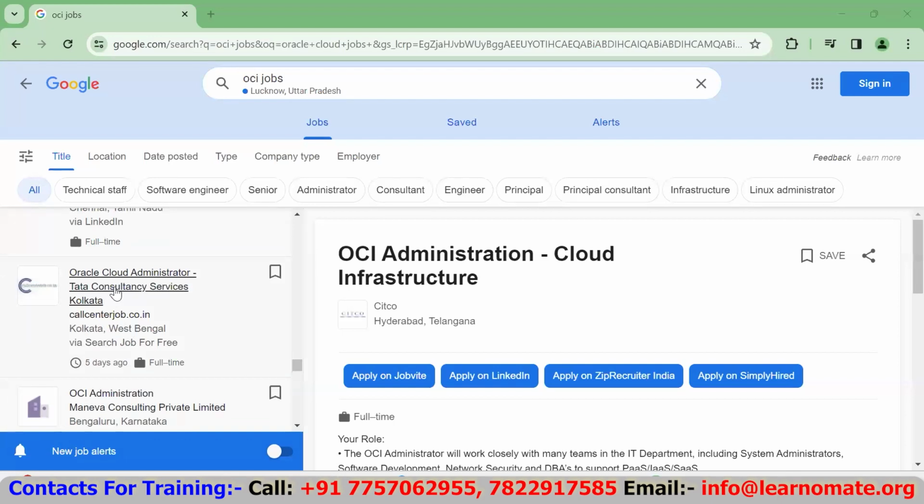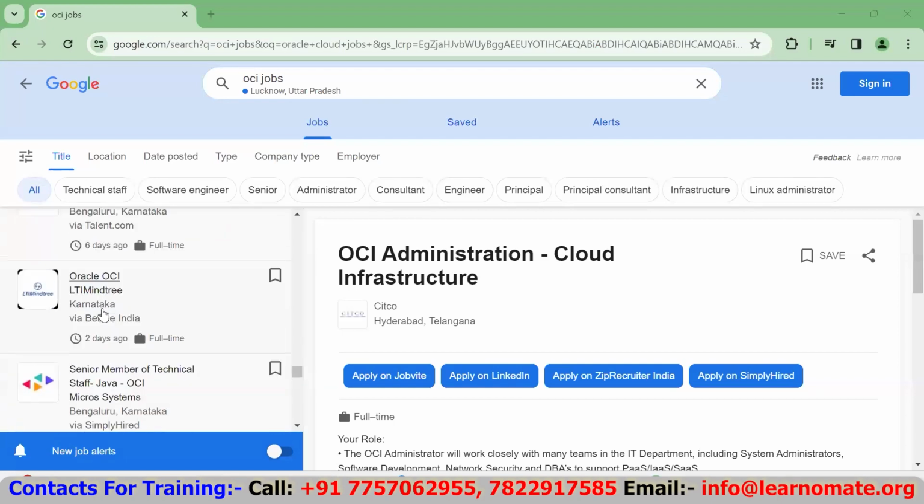TCS is also looking for an OCA admin. See, two days ago, L&T Mindtree posted an OCA admin, Oracle OCA role. So many jobs are there. So don't worry about jobs, just focus on learning first.